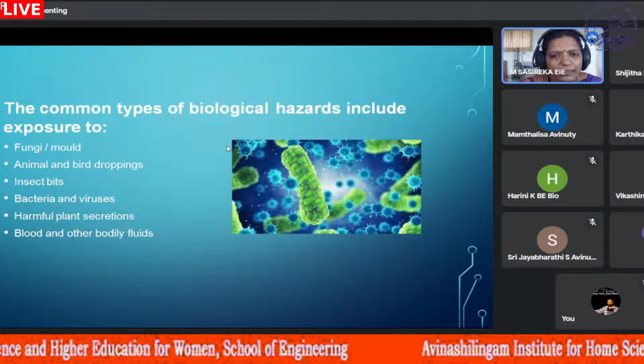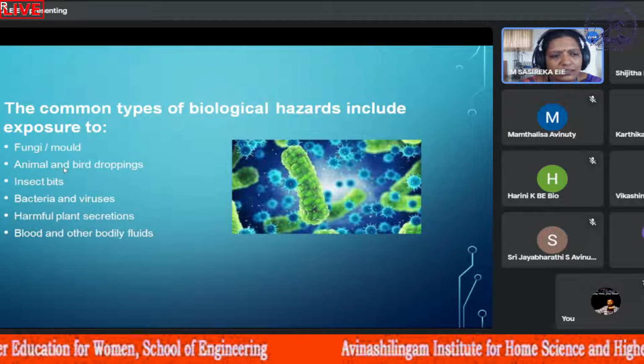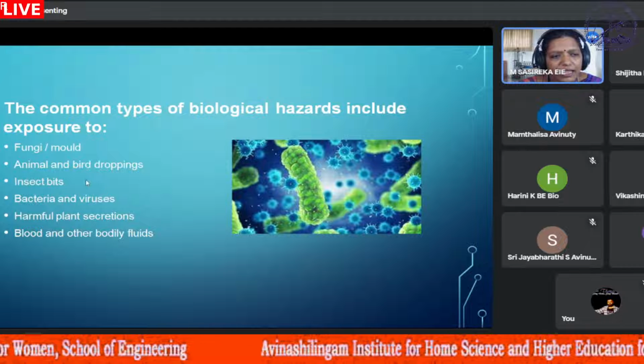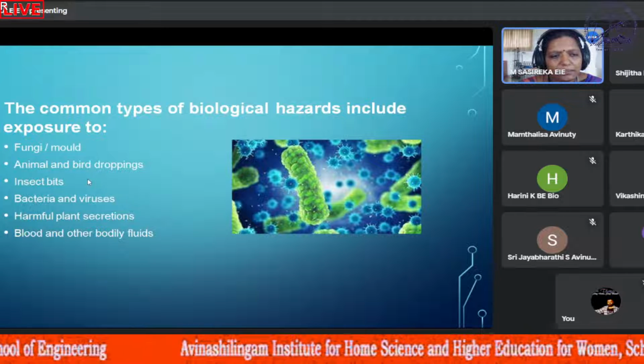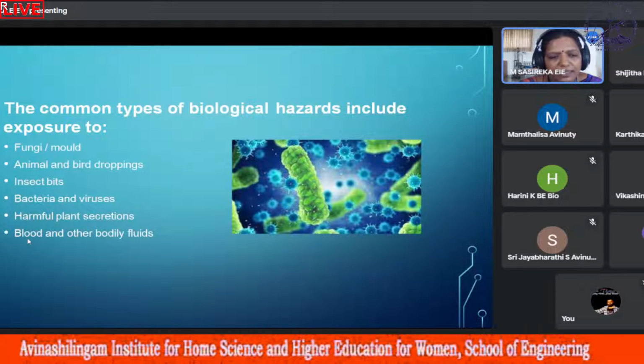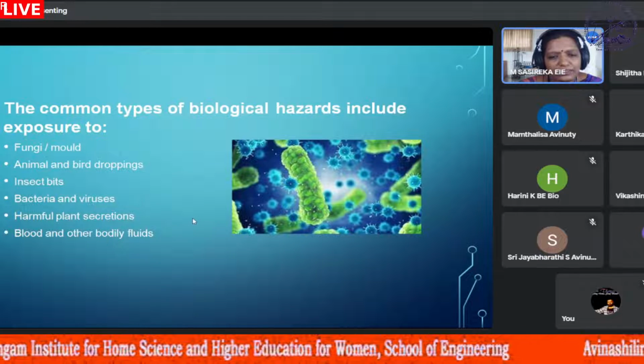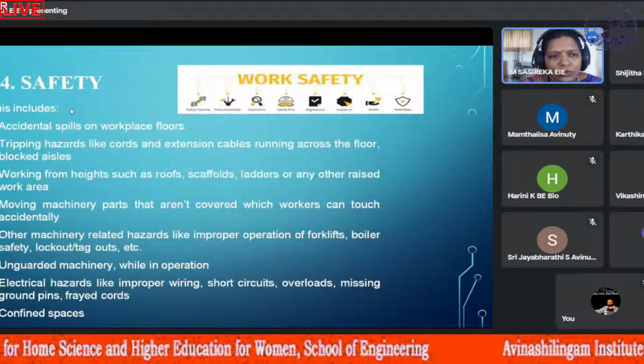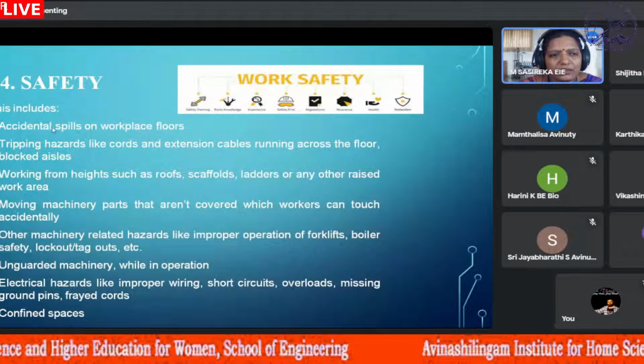So these are the common types of biological hazards: insect bites, fungi, animal or bird droppings, bacteria and viruses, harmful plant secretions, and blood and other bodily fluids.